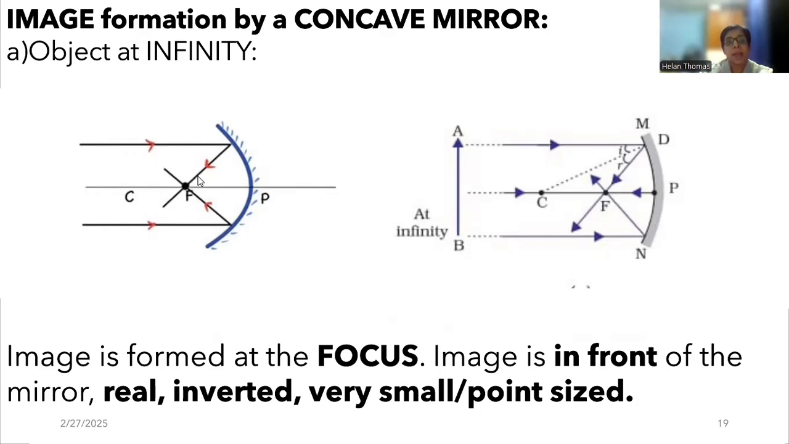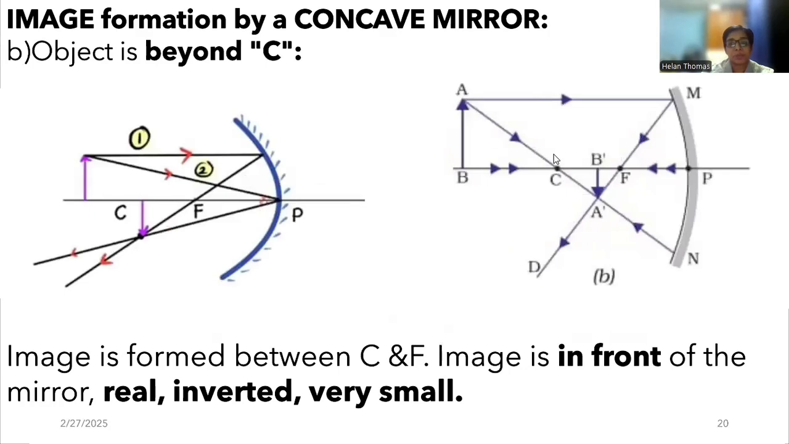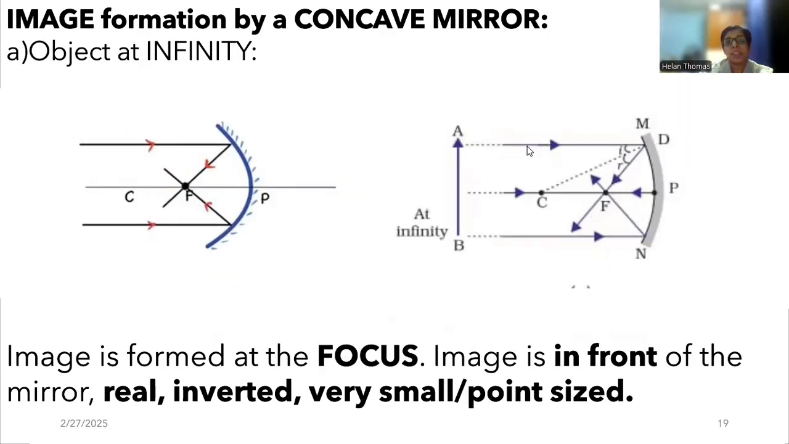Always remember that. We will discuss it like this: the object is at infinity, then beyond C, then between C and F, then between F and P. Now the object is at infinity. What happens? All the rays that fall from the object are parallel to the principal axis, so they will converge to the principal focus. Where is the image formed? The image is formed at the focus.